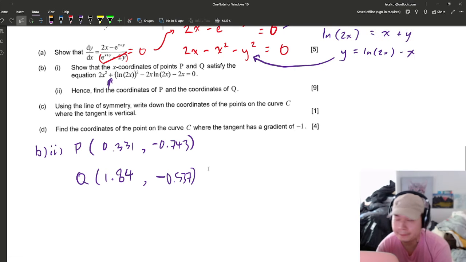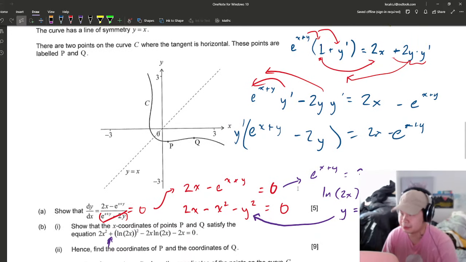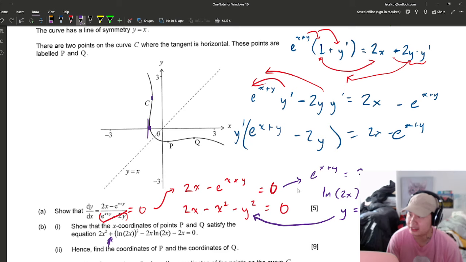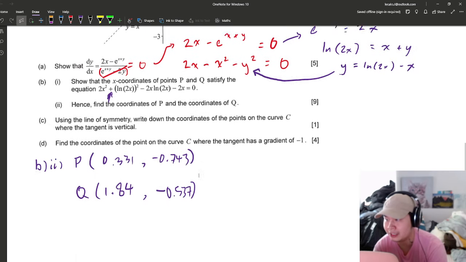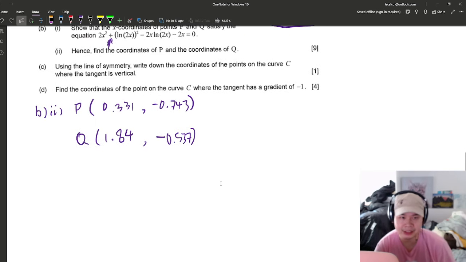Okay. Then, using this line of symmetry, write down the coordinates of the points on curve C where the tangent is vertical. Okay, so the tangent is vertical here and here. And then these are basically the inverse coordinates of P and Q, because we know that this is symmetric around y equals x. So you can almost think of this as the inverse of this section. So all we do is swap the x and y coordinates of P and Q. I'm not going to write it down, but you literally just switch these coordinates.